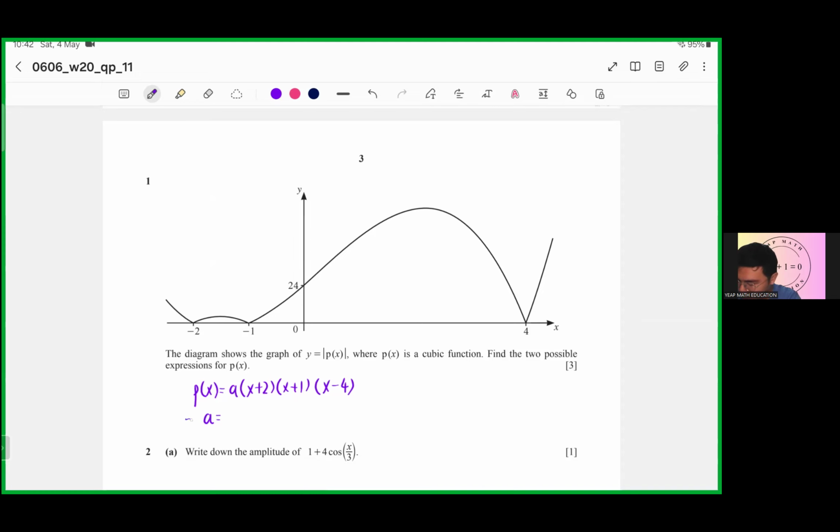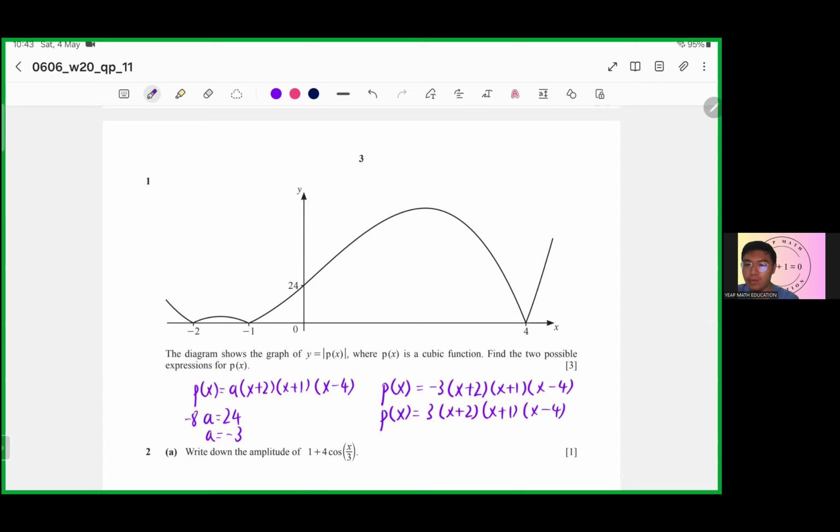Negative 8 is 24 here, and then we get the answer is negative 3. So you can write your answer: P(x) can be negative 3, (x plus 2)(x plus 1)(x minus 4), or we can write it as 3 times the bracket (x plus 2)(x plus 1)(x minus 4).